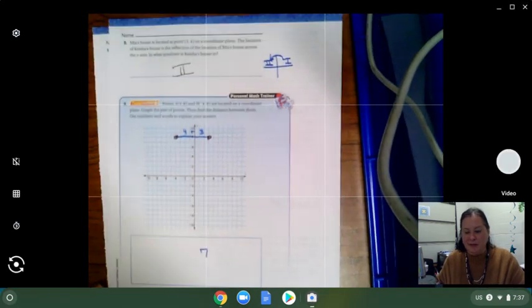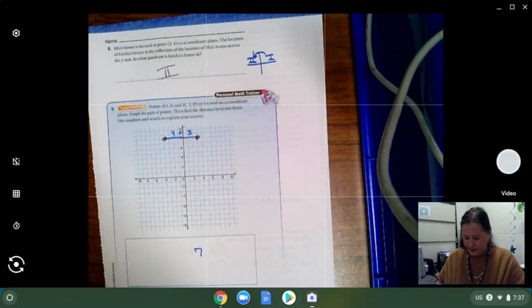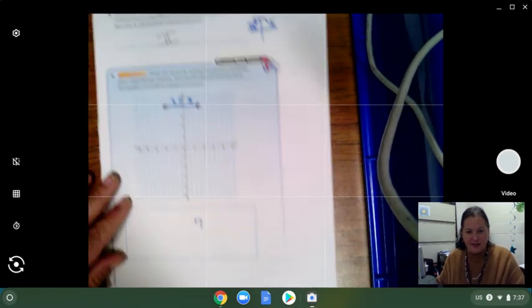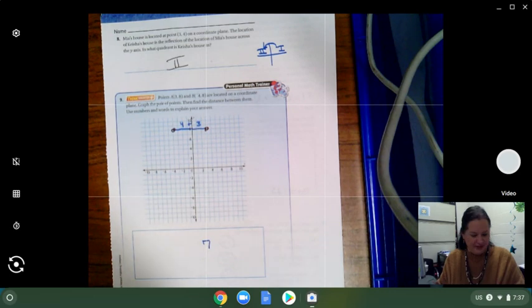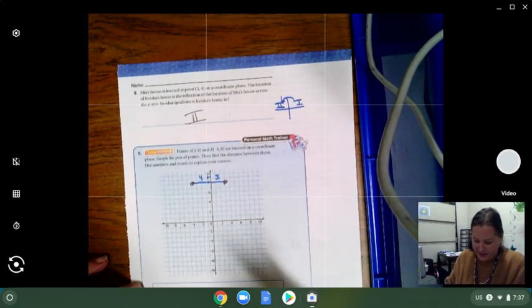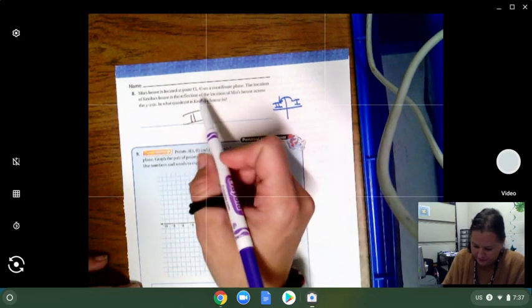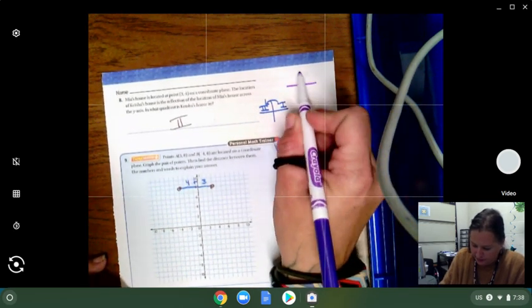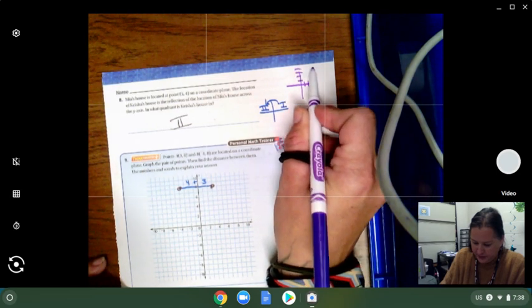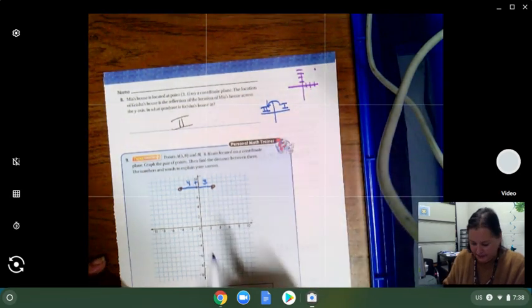Hi, so this is going to be part 2 of the video where we go over the Chapter 3 study guide. And I went back to page 203 so I could read and slow down just a little bit. So it says, Mia's house is located at point 3,4. So 3,4 on a coordinate plane, which would be 1, 2, 3, your x first, 1, 2, 3, 4, up here in the positive space.